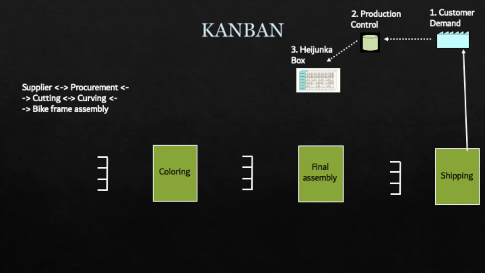First, I want to explain how the Heijunka box is linked to the production. The Kanban principle usually requires a so-called milk runner. The milk runner is a person who is responsible for transporting Kanban cards, which is basically just information. And the milk runner is also responsible for transporting parts, in our case bikes, along the supply chain.